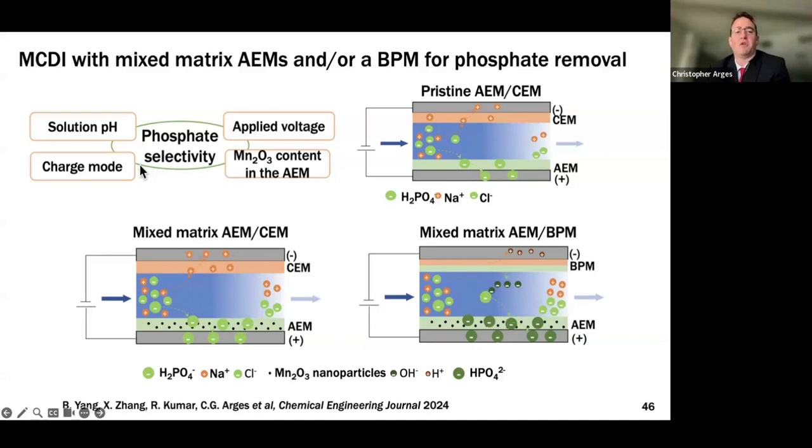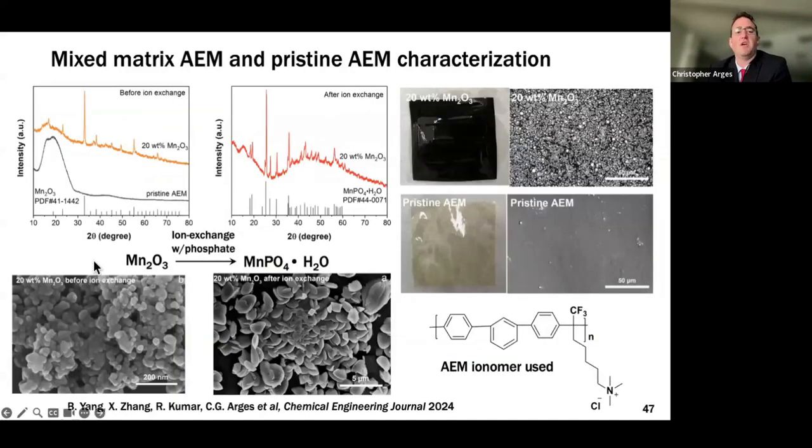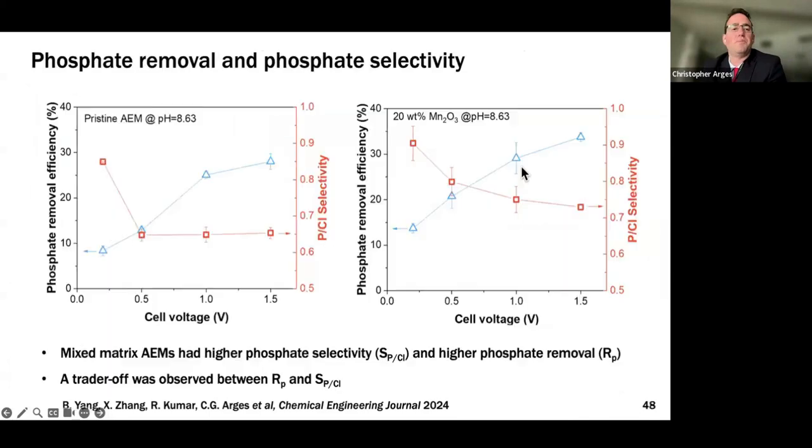So we studied some other things in there like charge mode and different concentrations of the manganese oxide content in the AEM. I can't elaborate on those in detail. What's really important is that when you incorporate the manganese oxide into the AEM, and then you ion exchange the chloride counterion in the AEM material with phosphate or hydrogen phosphate, you're also ion exchanging the manganese oxide to manganese phosphate. And we sort of confirmed this through XRD. These are our composite membranes. It looks jet black. This is an electron micrograph showing the incorporation of the particles into the membrane host.